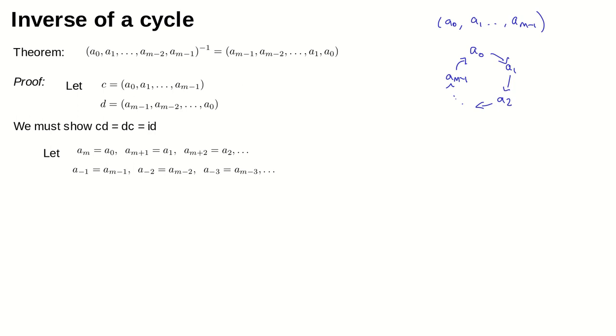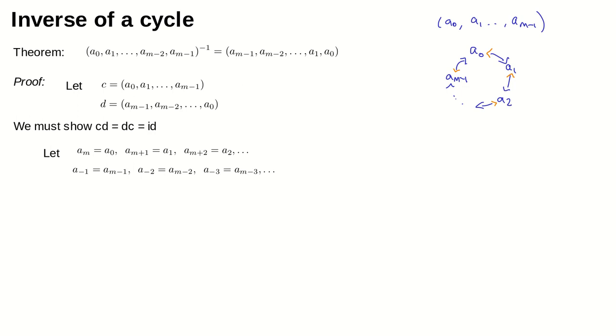So what would the inverse of this cycle do? Well, the cycle sends A0 to A1, so its inverse should send A1 to A0. And the cycle sends A1 to A2, so its inverse should send A2 to A1. And so on until you get to the fact that the cycle sends AM-1 to A0, so its inverse should send A0 to AM-1. So in other words, we get the inverse just by reversing all the arrows in our picture, which means that the inverse of the cycle A0 up to AM-1 ought to be just the same cycle, only written in the opposite order.